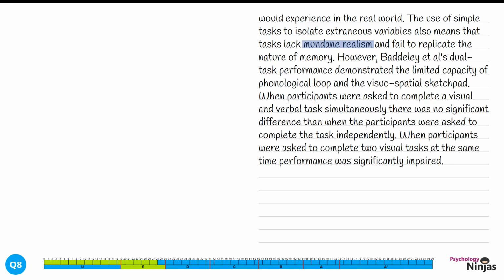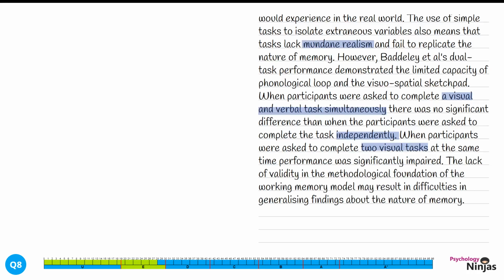In our discussion of Baddeley's research, we focused in on the different conditions and its findings: when a visual task and verbal task are completed at the same time, when the tasks are completed independently, or when two tasks from the same component are completed at the same time. And we're going to give a judgment about this discussion.